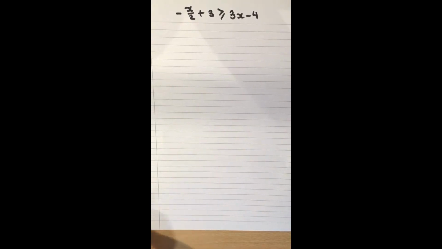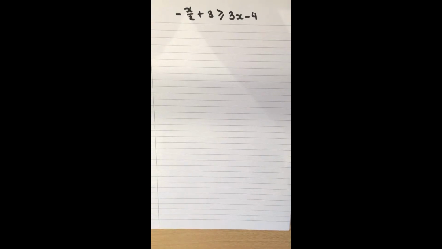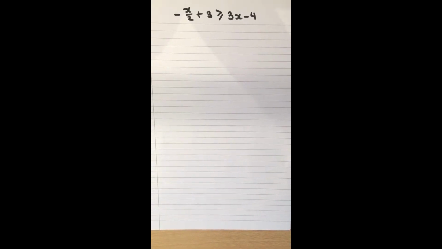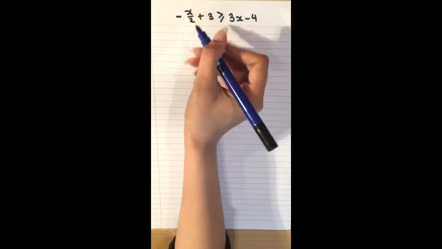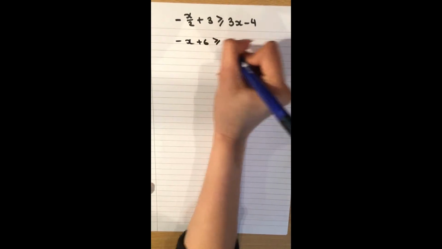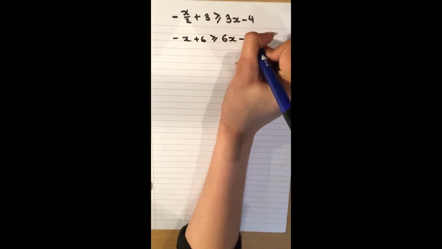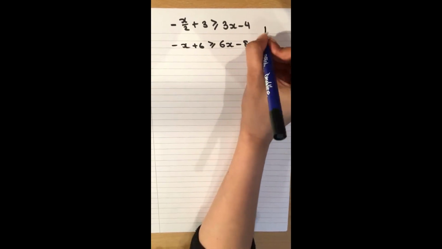So, we don't like fractions. So if we multiply both sides by 2, which is one of our normal operations, we get this. There is no need to change the sign because we've only multiplied by a positive number.